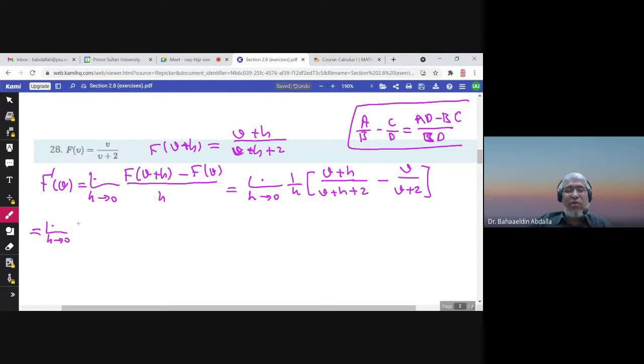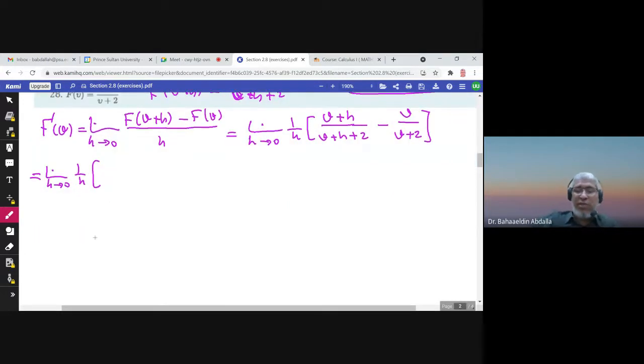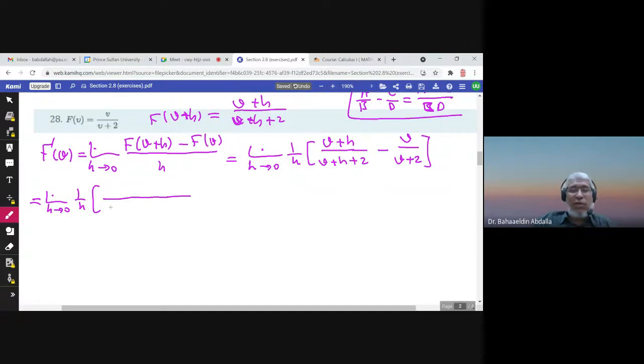So we will have the limit when h approaches 0 of 1 over h times. Now we need to combine these two fractions, because at the end I need to cancel this h, and I cannot cancel if there is a minus here. How to do it? The formula is written here. So we multiply the two denominators, and v plus h is multiplied by v plus 2. Let us expand. v times v is v squared. v times 2 is 2v. h times v is hv. h times 2 is 2h.